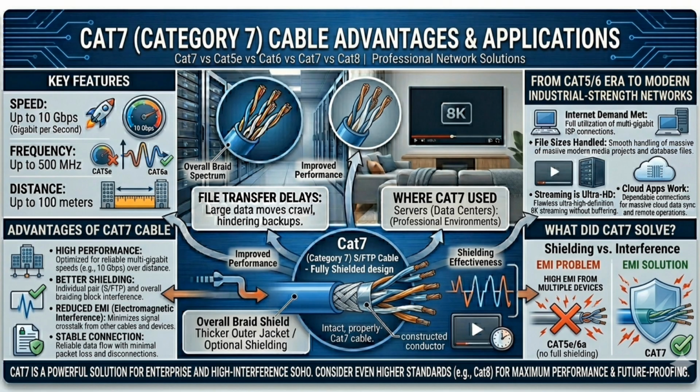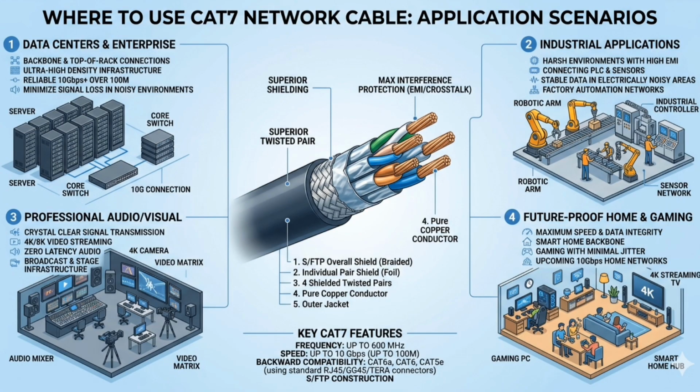Now what problem did Cat7 solve? In the industrial environment, signal interference was high, and multiple electrical devices caused EMI. So EMI means electromagnetic interference. Cat7 used shielding to reduce signal noise.